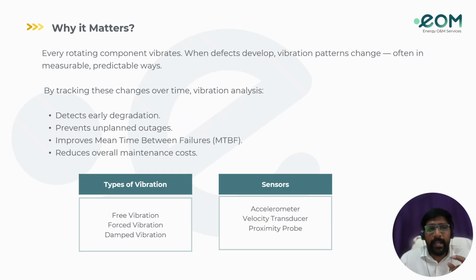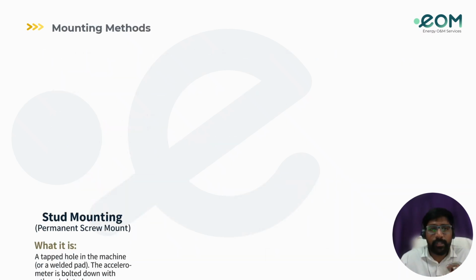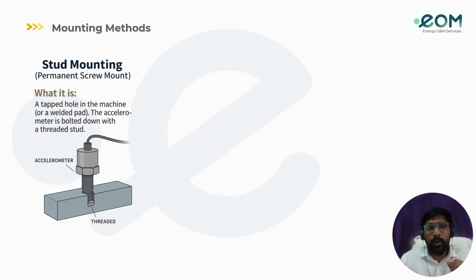And the main sensors are accelerometers, used for general purpose vibration monitoring, and velocity transducers, used for pumps, fans, and turbines. Proximity probes are used for shaft vibrations in turbines or compressors. So let's see the methods of mounting the sensor. We have three mounting methods: stud mounting, permanent and reliable, used for long term monitoring; the second one is magnetic based, portable and suitable for quick service; and the third one is adhesive mounting for lightweight or temporary applications.